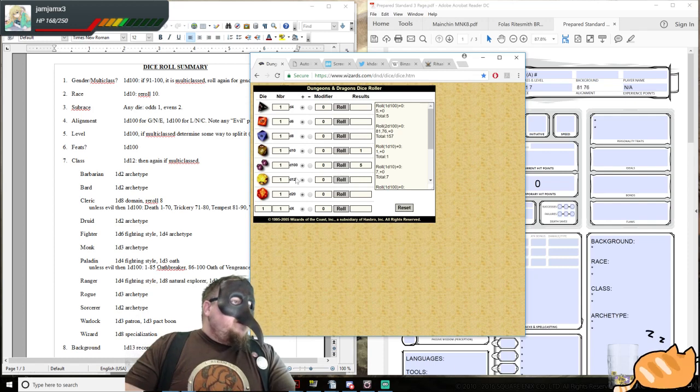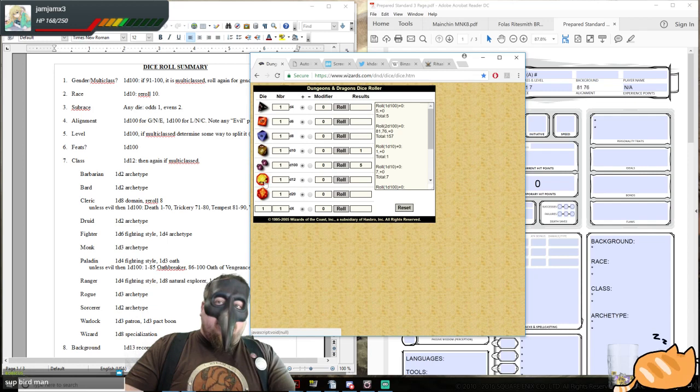Now we determine the character's class. We can do that by hitting roll here or just pushing the button on the dice roller. 9. 1, 2, 3, 4, 5, 6, 7, 8, 9. Ooh, we get a rogue. A rogue with a D3 archetype. 1.